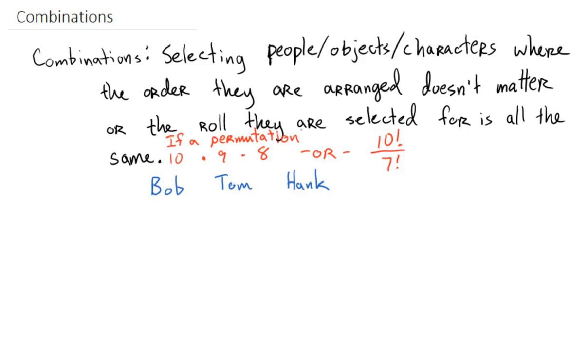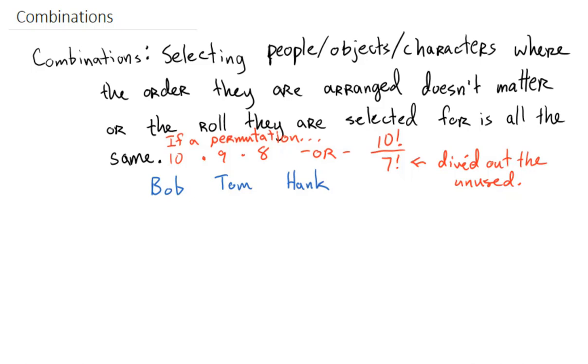It's not a permutation, so we're going to have to do more to it than this. But if it were a permutation, this is what we would do. And remember, what we're dividing out here is the unused. But with permutations, that assumes we're selecting these people for different roles or different tasks, or we're saying that Bob's my favorite, Tom's my second favorite, and Hank is my third favorite. But that's not what we're saying here.